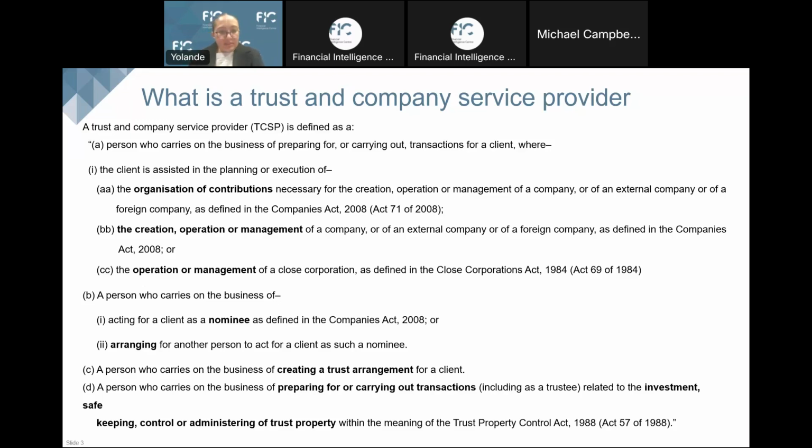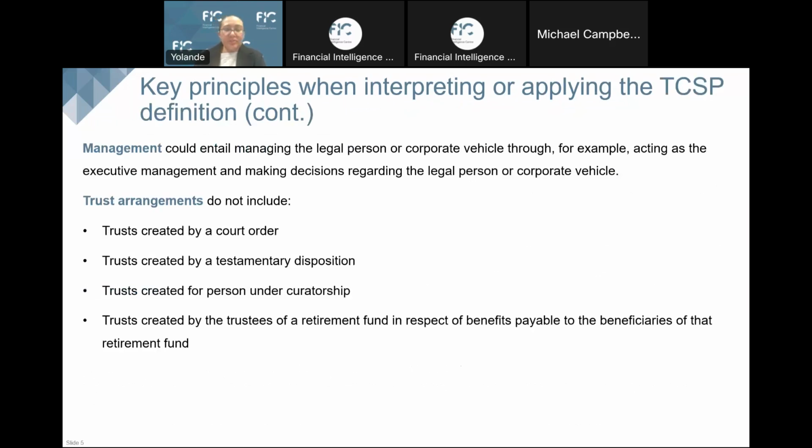So there, again, there are certain organizations or arrangements that are excluded. So if you were to provide services relating to trusts created by a testamentary disposition, that is, we act as some sort of executor of a late estate and so forth, trusts created by a court order, trusts created for persons under curatorship, and then also trusts created by trustees of a retirement fund in respect of benefits payable to the beneficiaries of that retirement fund. That type of activities are not covered in item 2. So you wouldn't have to register as a TCSP under this item if you provided that type of activity.